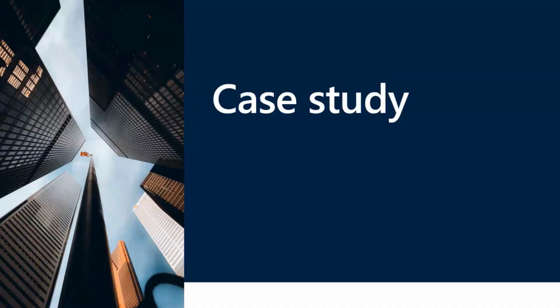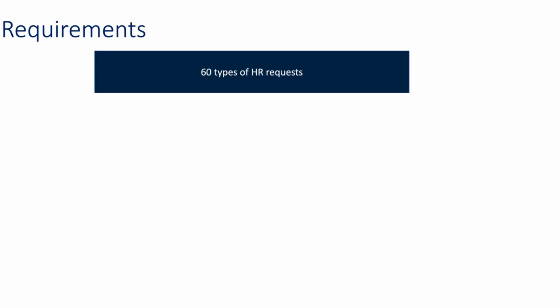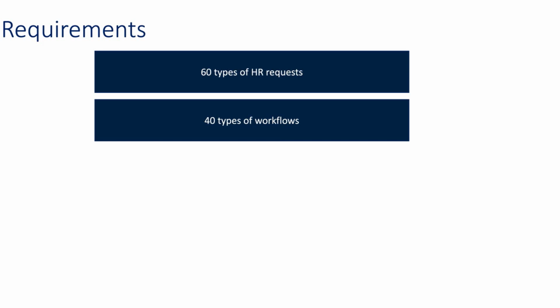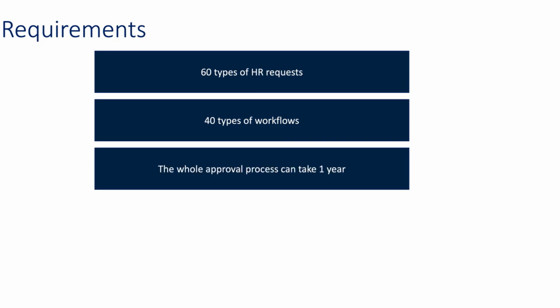So let's illustrate that from the business point of view with a case study. One of my customers, a big multinational European company, wants to implement and automate the HR requests. So they have 60 types of HR requests. An HR request could be something like, I want to take part-time, or I want to get into pre-retirement. And these requests have to go through a complex pipeline that I will illustrate later. There are 40 types of workflows, not flows, workflows, business processes, to approve that.